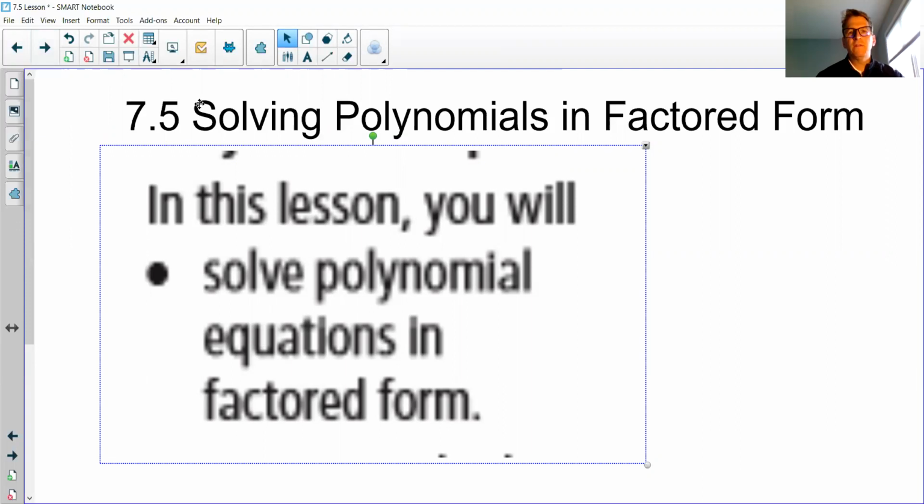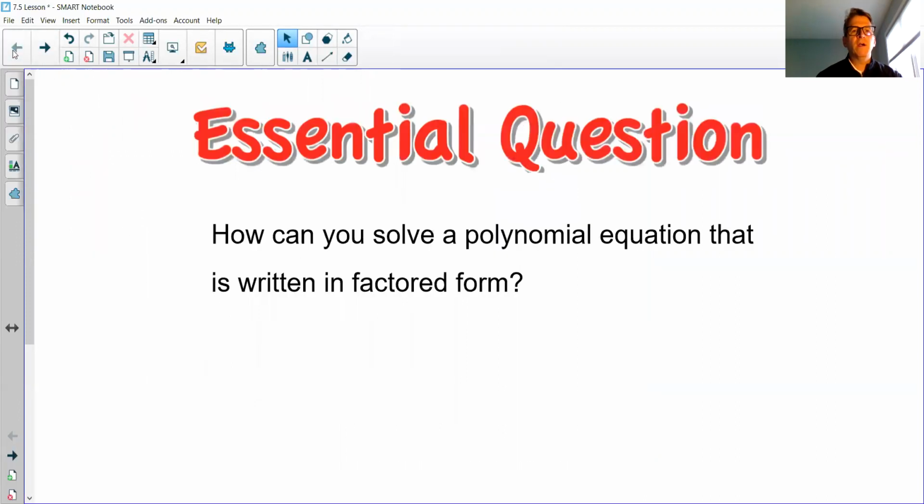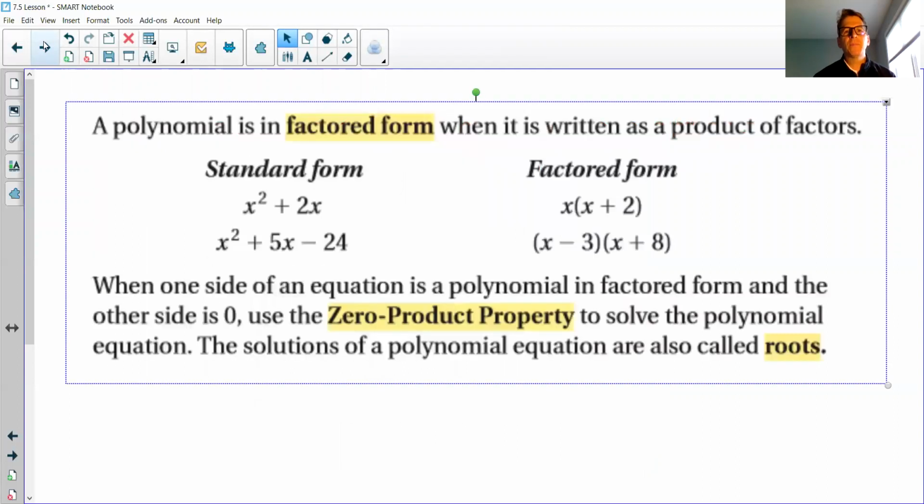In this lesson today, you will solve polynomial equations that are in factored form. That's going to be our statement. Our essential question today is, how can you solve a polynomial equation that is written in factored form?